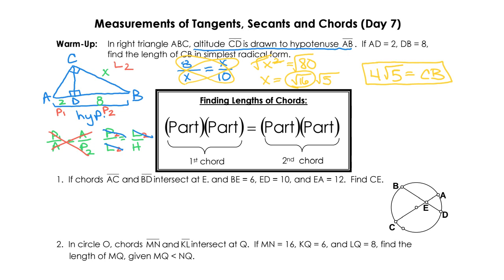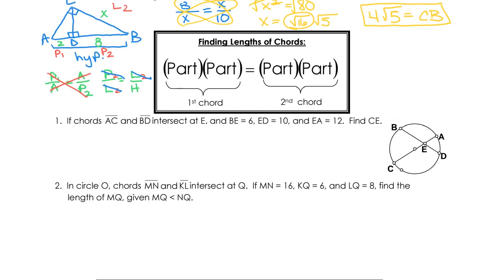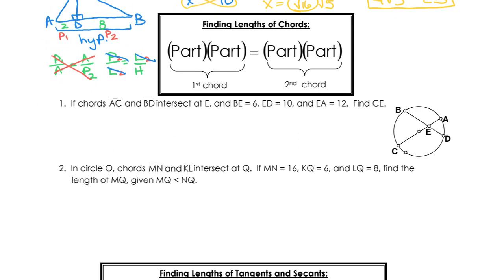Okay. All right, coming down, guys, we're going to talk about finding the lengths of chords first. So we know when two chords intersect, they form interior angles, and we have formulas for the angles, but what if they give us the lengths of the chords? Okay, all we have to do is part times part equals part times part, where the two parts come from the first chord and the two parts of the second chord come secondly. All right, so a pretty easy formula.